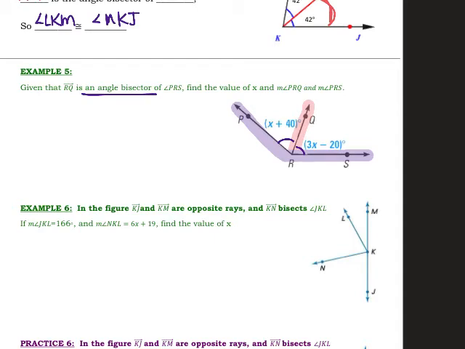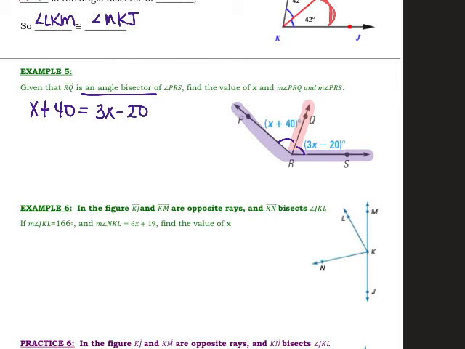I said anytime anything's equal, what do we do with them? Don't add them. Okay, anytime they're equal, set them equal. And again, I'm going to keep saying that. If they're equal, set them equal. They should equal the same thing. So I'm going to take x plus 40 and set it equal to 3x minus 20.